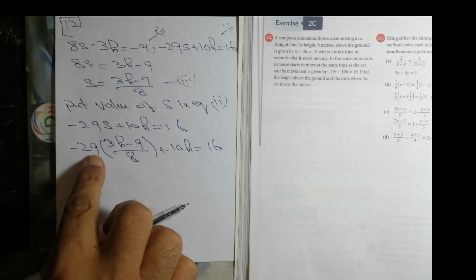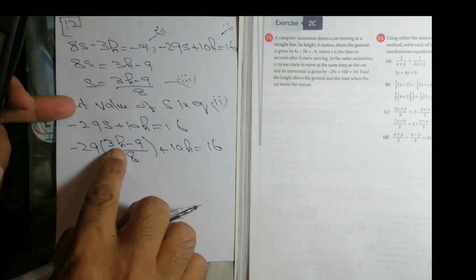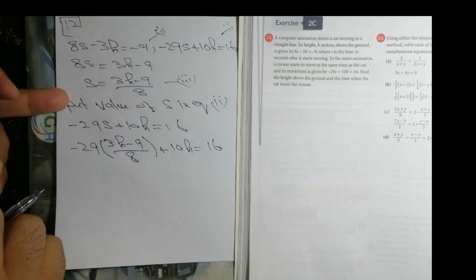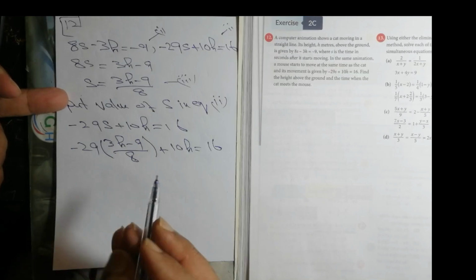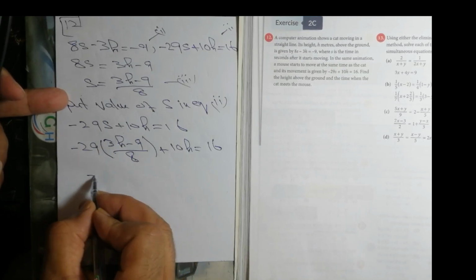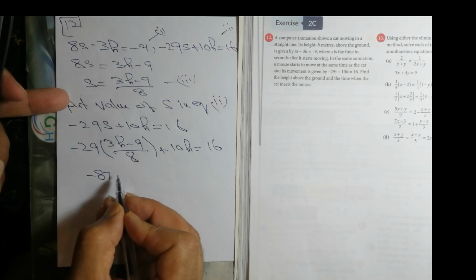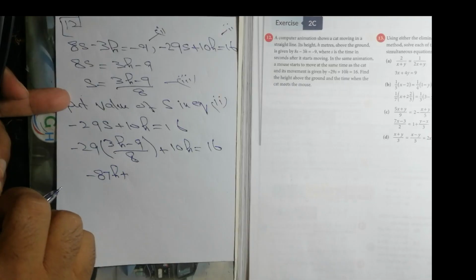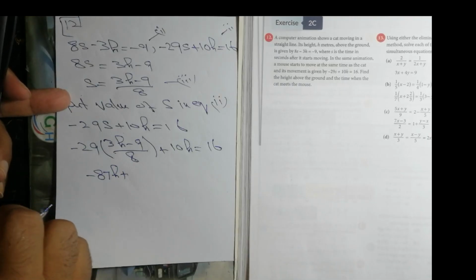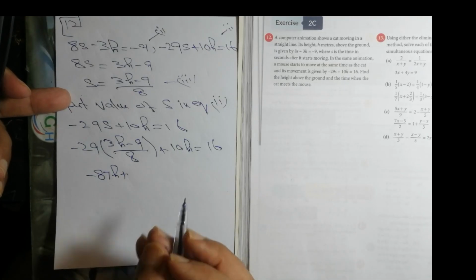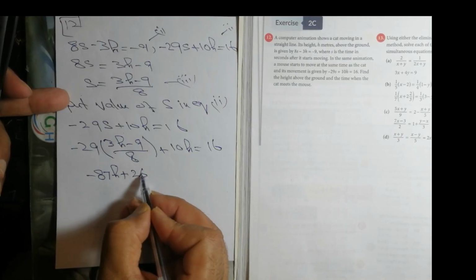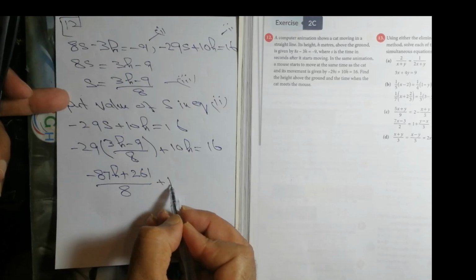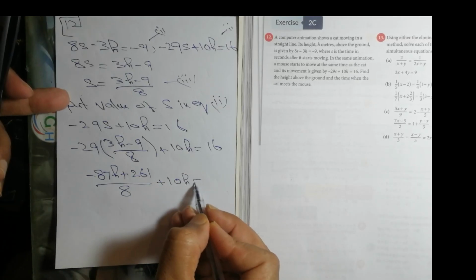So first I should multiply minus 29 with 3. 29 into 3 is equal to 87, and this will be minus 87h, and minus 29 into 9, that is 261 over 8, plus 10h equal to 16.